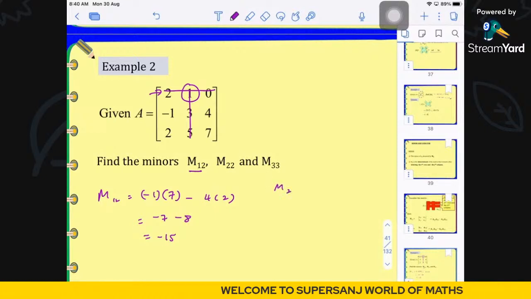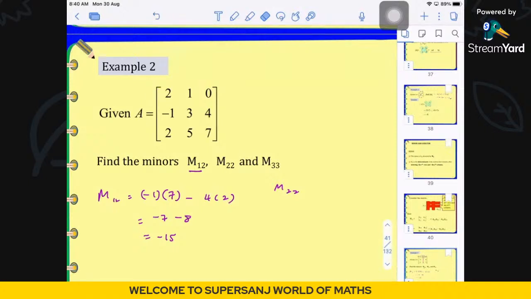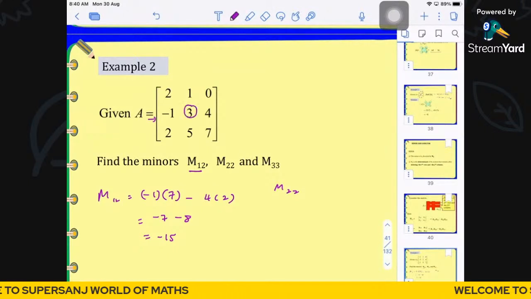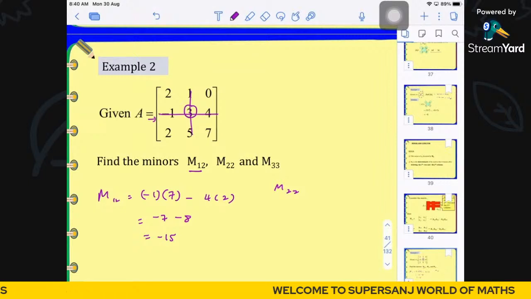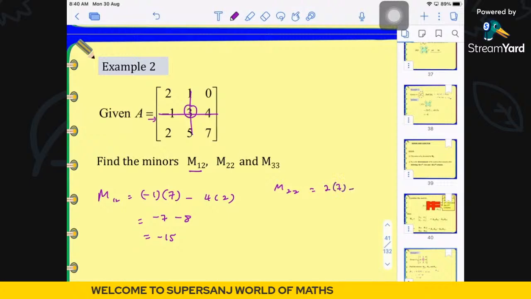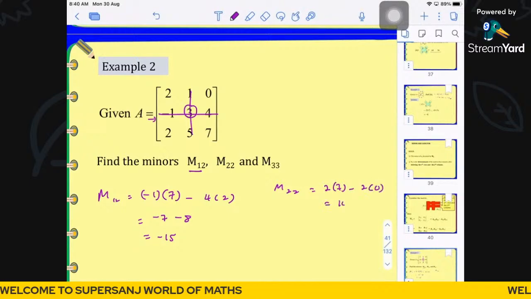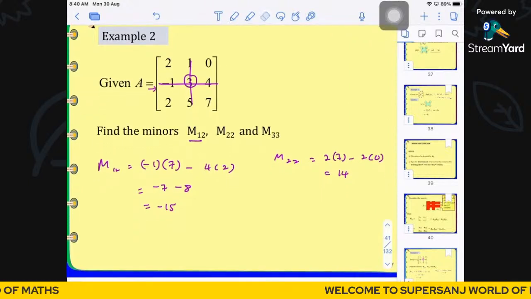Then we got M22. If M22 here, let's see here, M22, the second row, second column. Yes, not 3 right here. So if I close off this, I'm going to get here 2 times 7 minus 2 times 0. So I get 14 over there. That's it. And then M33, oh, where is M33?